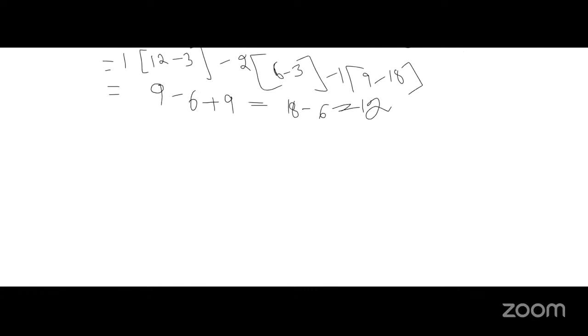Now we need to find the minors or cofactors of each element. So we need to find the cofactor of each element. First, I will take one first element, one cofactor.